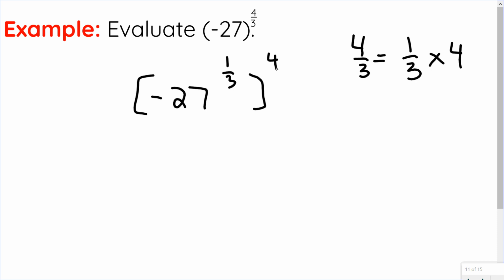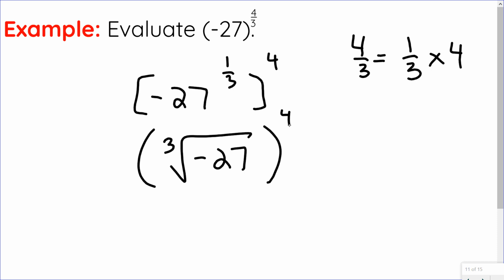Well, anything to the 1/3 where the denominator is a 3, I know I'm taking the cube root. So that's like the cube root of negative 27, and I'm raising it to the exponent of 4. So the cube root of negative 27 is negative 3, because negative 3 times negative 3 times negative 3 is negative 27. And I'm going to raise that to the exponent of 4. So that's negative 3 times negative 3 times negative 3 times negative 3, which is positive 81.